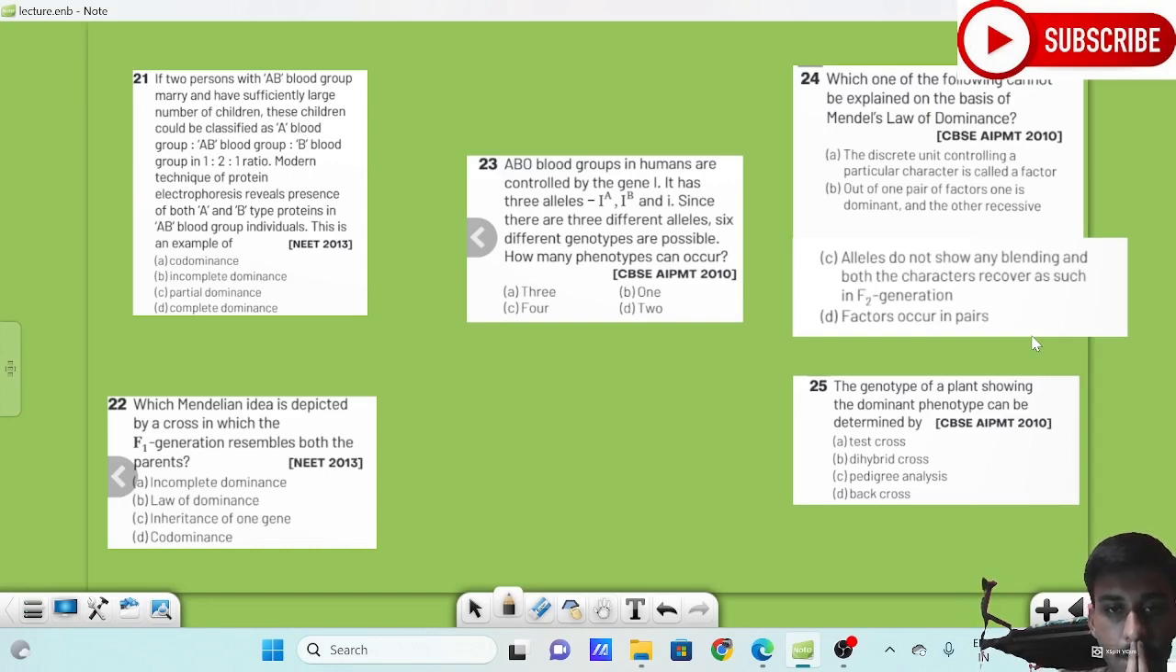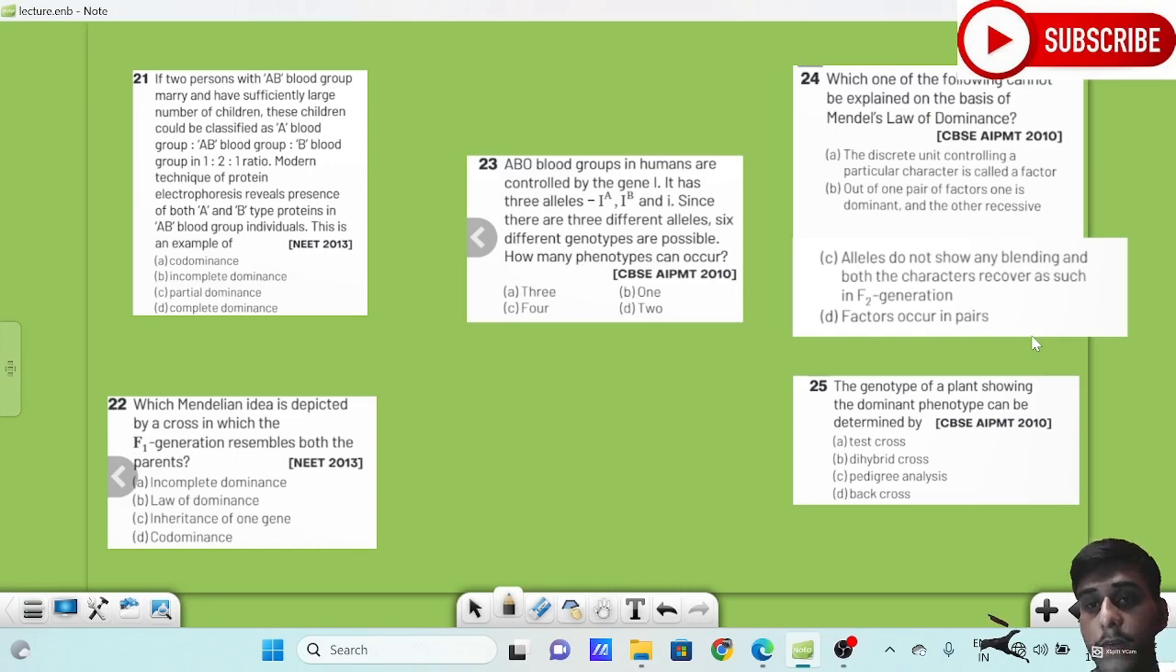Next, 23rd question. ABO blood group in humans is controlled by gene I. Yes, we know that. It has 3 alleles, IA, IB, i. Since there are 3 different alleles, 6 different genotypes are possible, right? How many phenotypes can occur? A blood group, B blood group, AB blood group, and O blood group. So 4 is the answer. 4 phenotypes can be seen. Option C, 23C. Next.